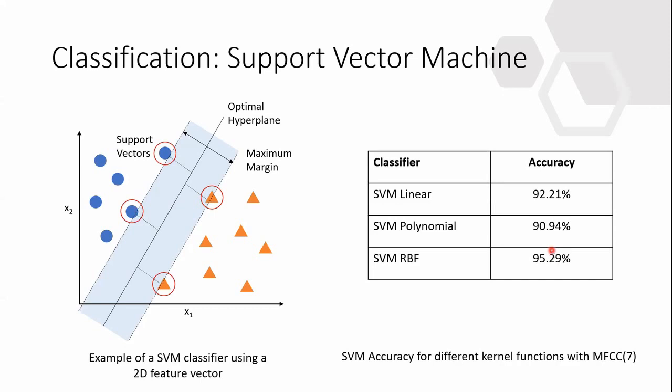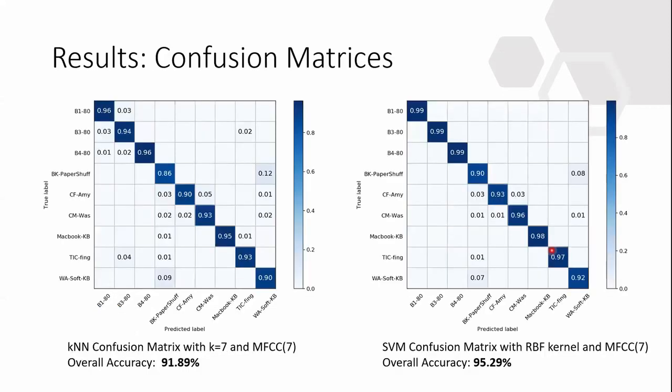Now that we have explained each of the main stages of our process, we can finally look at our results. First, we look at our overall results and find that for KNN, k equals 7 with MFCC, we have an accuracy of 91.8%. And for SVM RBF with 7 MFCC, we have an accuracy of 95.2%. So we have very satisfying results, with SVM being better than KNN.